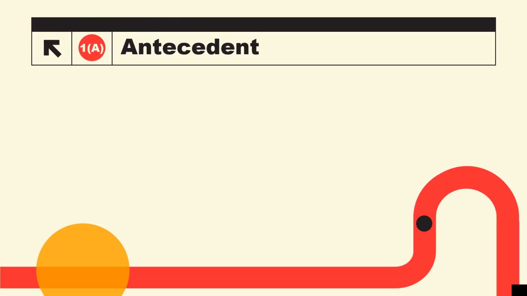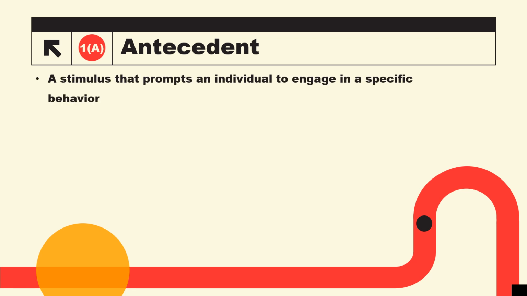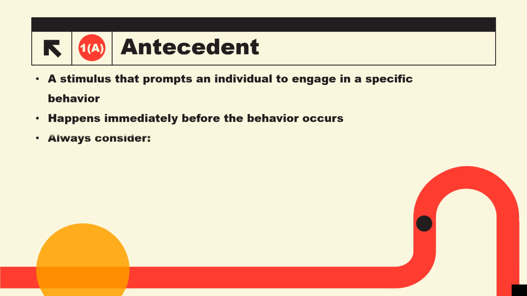The first term, or the A, is called the antecedent. The antecedent is any stimulus that prompts an individual to engage in a specific behavior. The antecedent happens immediately before the behavior occurs. When looking at the antecedent, we must always consider where the individual is, when the behavior is occurring, who is directly involved in the behavior occurrence, and what happened directly to the individual.